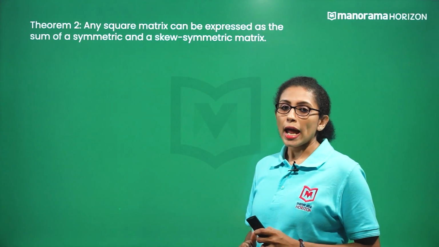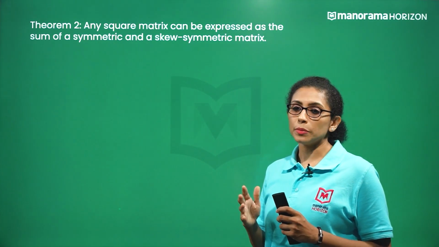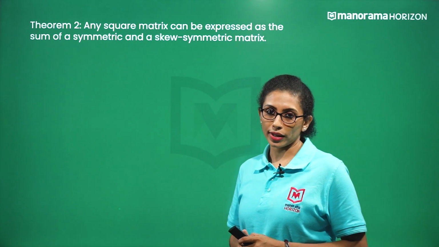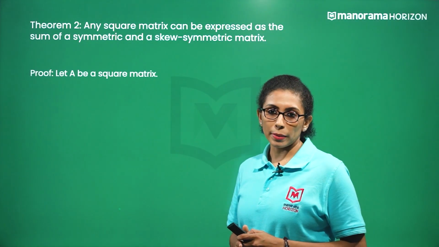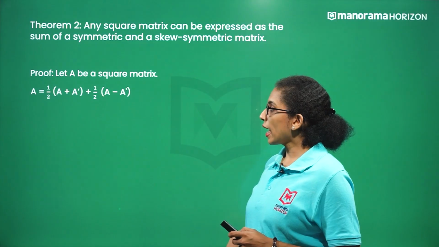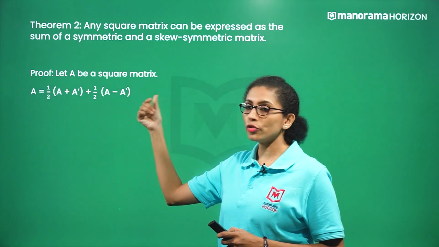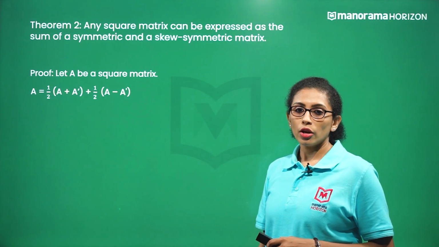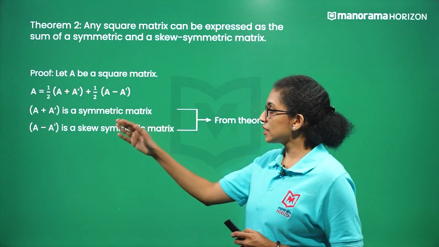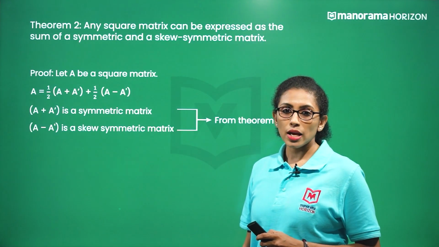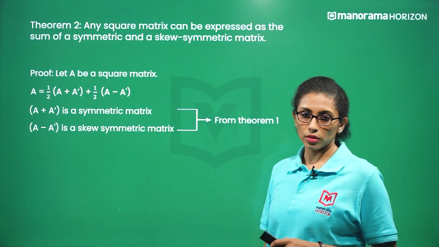Theorem number 2. Any square matrix can be expressed as the sum of a symmetric and a skew-symmetric matrix. Let's see the proof. Let A be a square matrix, then we can write A is equal to half of (A plus A dash) plus half of (A minus A dash). How? From theorem number 1, we know that A plus A dash is a symmetric matrix and A minus A dash is a skew-symmetric matrix.